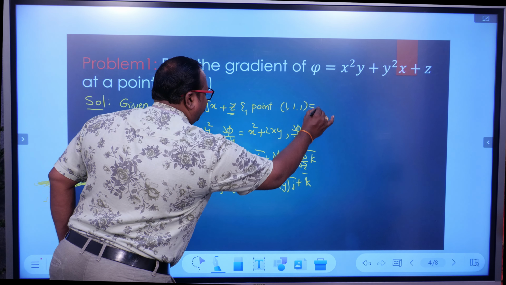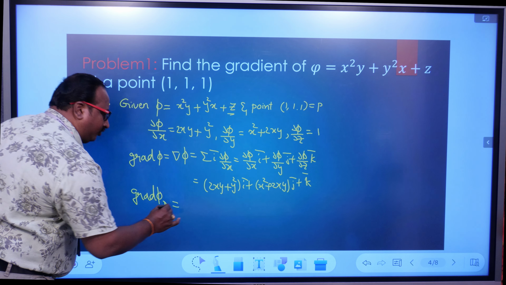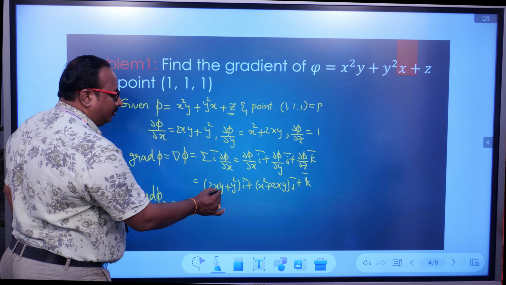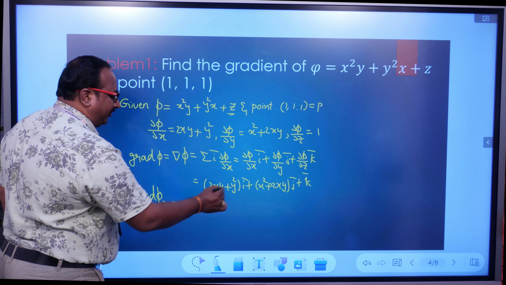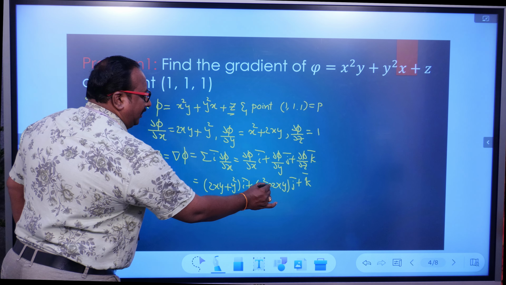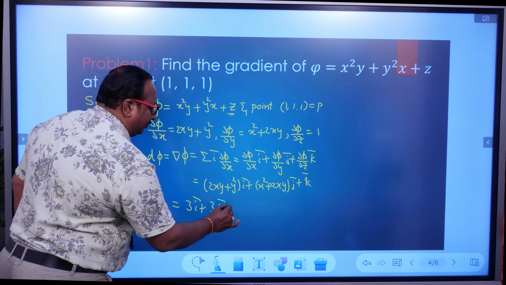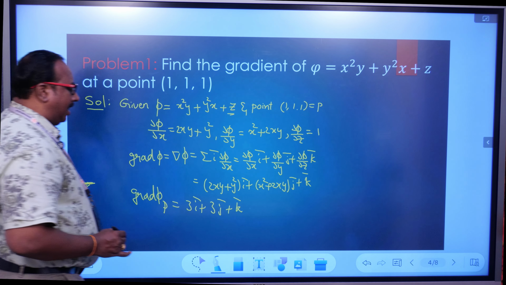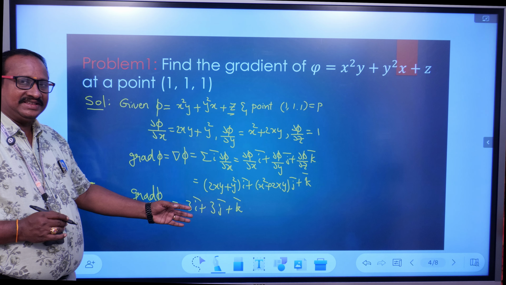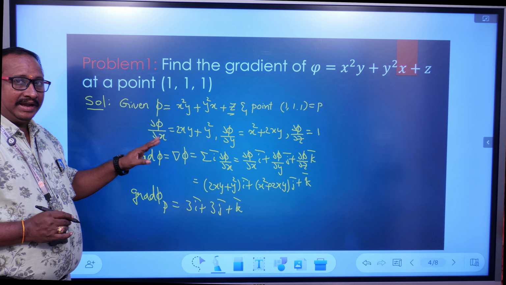So now calculate grad phi at the given point, that is P. Take this point as P. Okay, now grad phi at P. Substitute the values x, y, z. All are equal to 1. Then 2 into 1 into 1, 2. Plus 1 square, 1. 2 plus 1, 3 i bar. Similarly, 1 square plus 2 into 1 into 1. Total 3 j bar. Plus there is no x, y, z. So k bar. Finally, we got grad phi at point P equal to 3 i bar plus 3 j bar plus k bar. So this is the way of calculation of gradient at the given point.